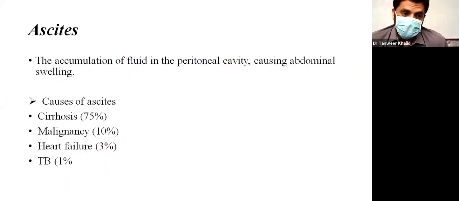Ascites is the next complication of decompensation. It is the accumulation of fluid in the peritoneal cavity that causes abdominal swelling. Cirrhosis is the most common cause of ascites, accounting for 75% of the cases. Other common causes are malignancies, heart failure, TB, and renal failure, and malabsorption can also cause the development of ascites.